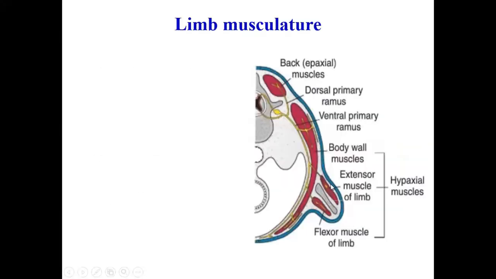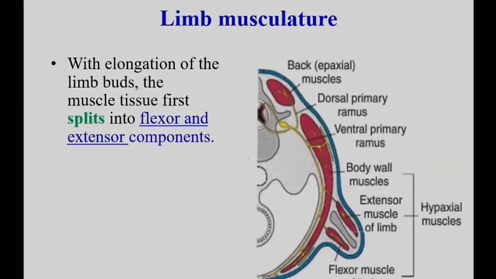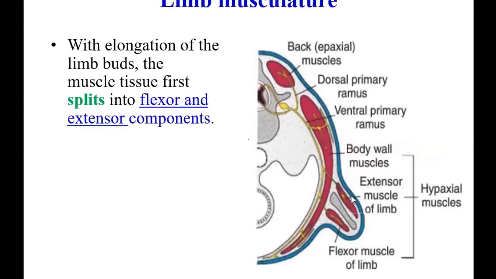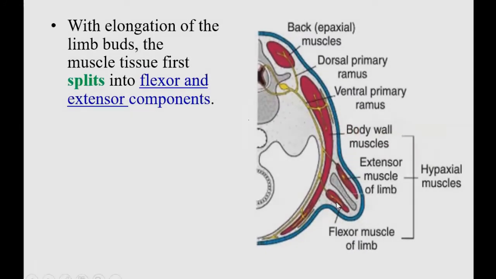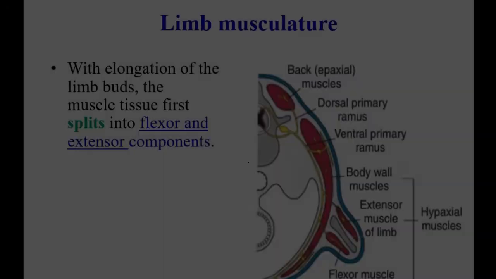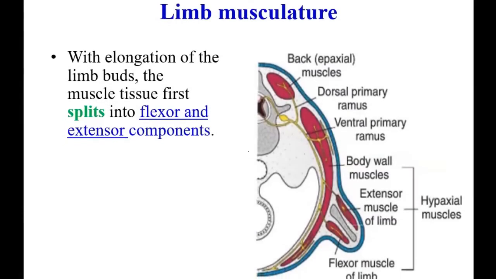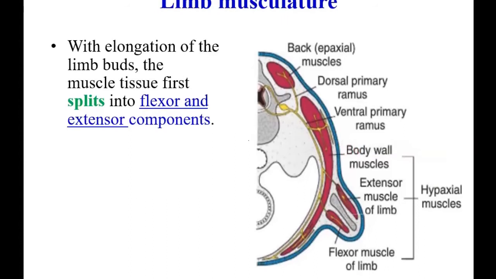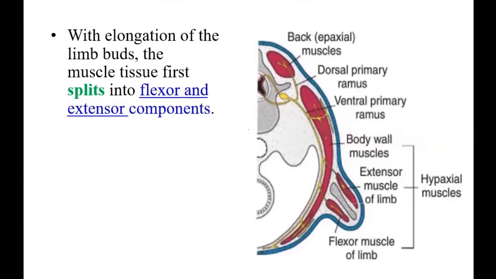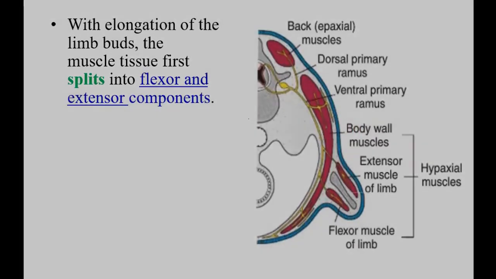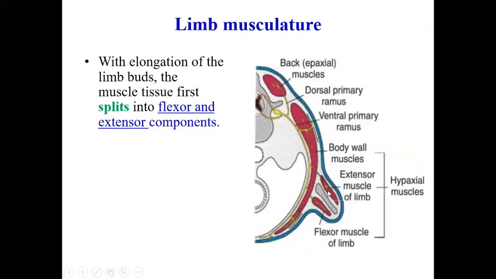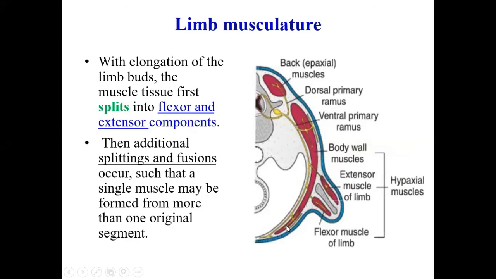These are the limb muscles. Initially, they are split into a flexor component and an extensor component. I want to say an important point: the flexor muscles are supplied by ventral divisions and extensor muscles are supplied by dorsal divisions of the nerve.